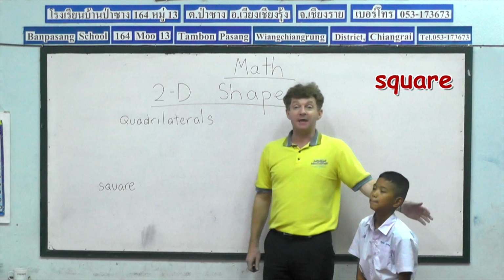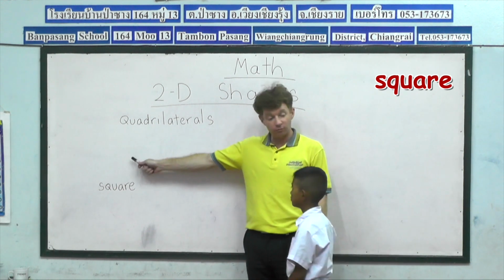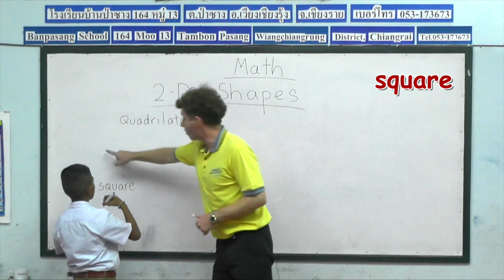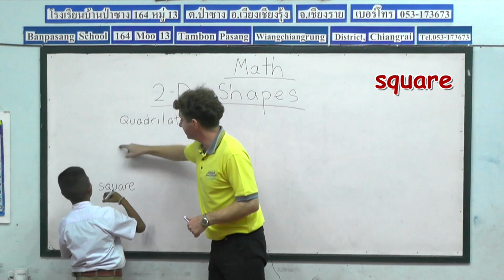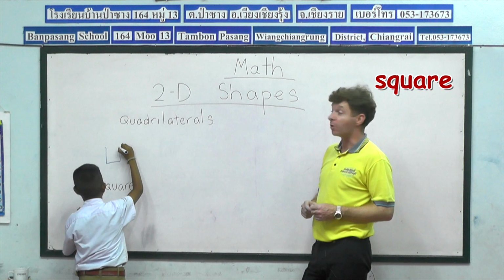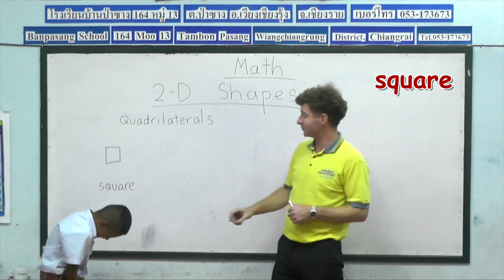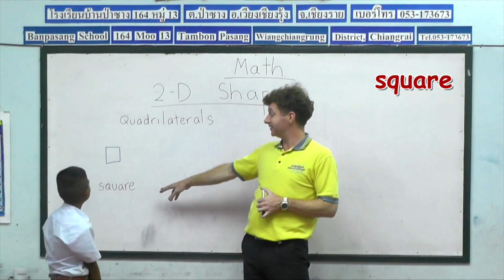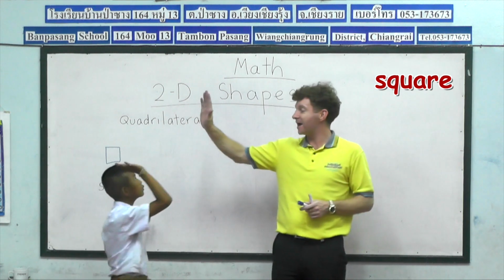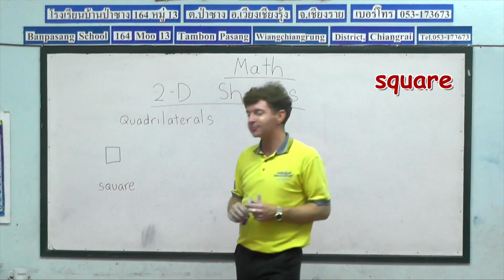And remember, a square has 4 equal sides. So can you draw a square here for me, Pat? So you can have 1, 2, 3, 4. All sides equal, and that's what makes a square. Okay, that's a square. Can you say square? Square. Okay, very good, Pat. Well done. High five. Big round of applause for Pat. That's almost a square.